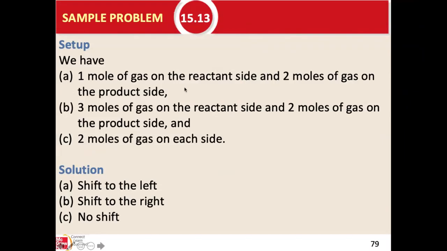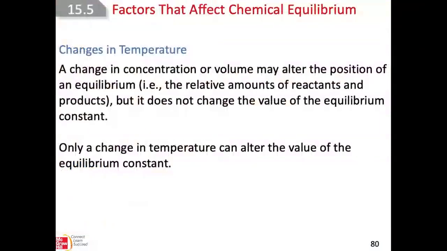So for the A, 1 mole of a gas on the reactant side, 2 moles of a gas on the product side, shift to the left where there are fewer moles. For the B, fewer moles are on the product side, so the reaction will shift to the right. For the next one, 2 moles on each side, there will be no shift.